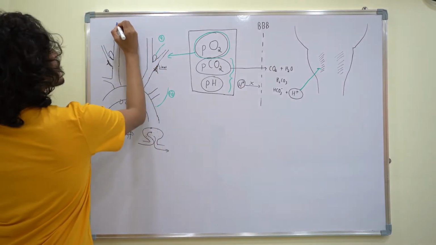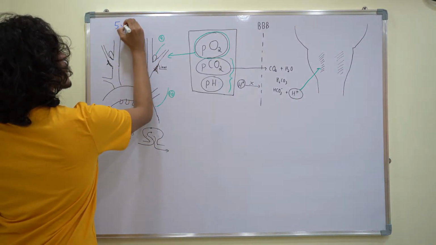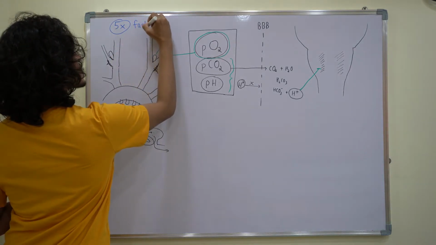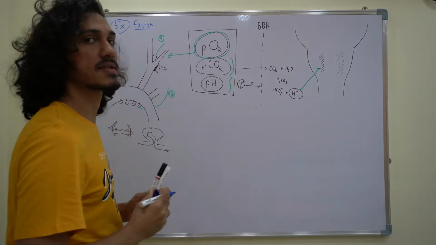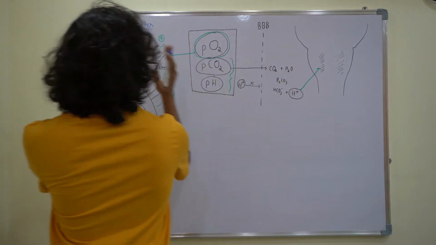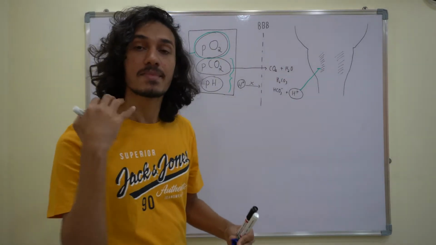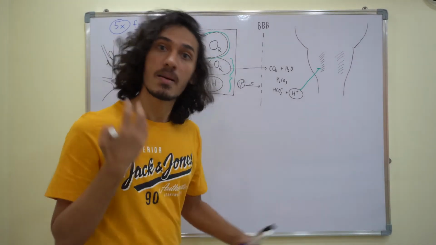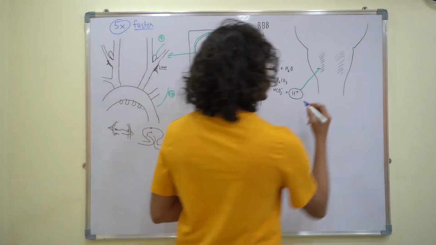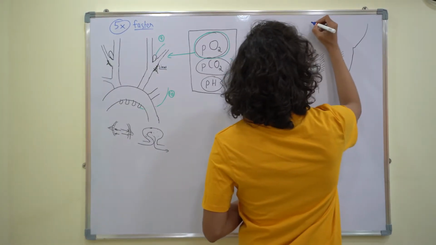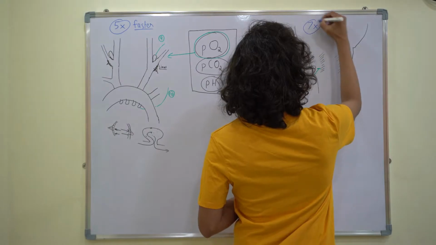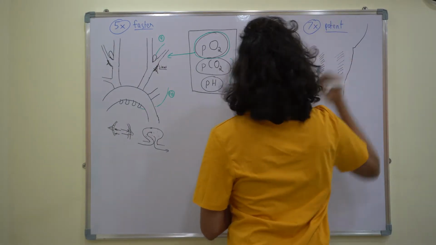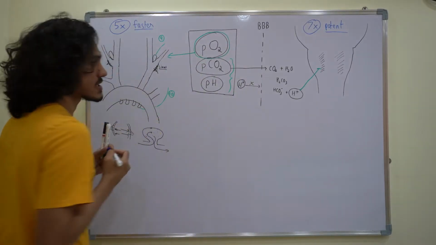This is 5 times faster than your central chemoreceptors. Compared to central chemoreceptors, your peripheral chemoreceptors are 5 times faster. But the central chemoreceptors are more powerful, up to 7 times more powerful. So they're more potent, 7 times more potent than your peripheral chemoreceptors.